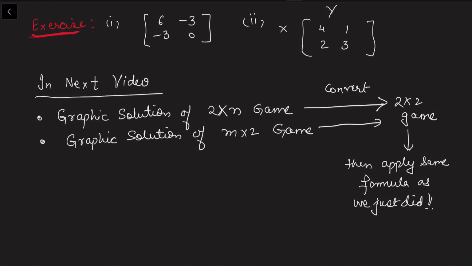Now these are a few exercise problems that you can try. In these two problems, there is no saddle point. And you can apply the probability formula again to calculate the expected gain for player A and player B. And in this case, we have written X and Y.